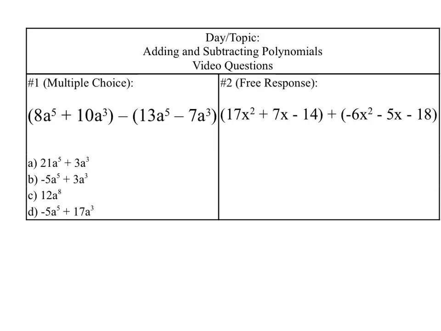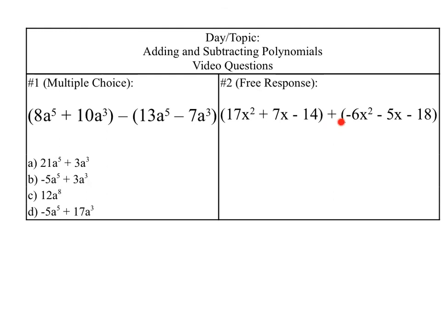Okay, now it's your turn to answer a couple of questions and submit your answers on the Google form. In question number 1, we are subtracting from 8a to the 5th plus 10a to the 3rd the polynomial, in this case a binomial, 13a to the 5th minus 7a to the 3rd. So make sure you distribute out this negative, and your final answer needs to be in standard form. And standard form means it has decreasing exponents.